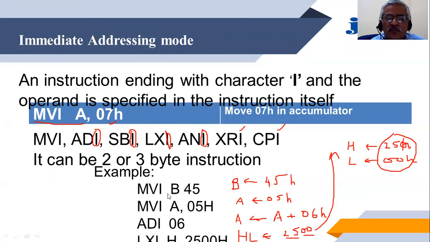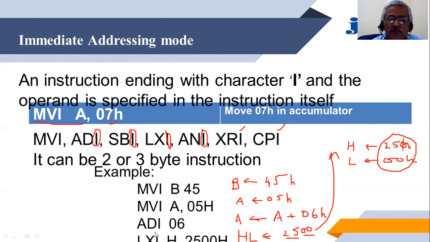As we can see in the following examples, MVI B, 45 means load or transfer the number 45, which is an immediate number in the instruction, into the register B. Another example is MVI A, 05H: load or transfer the immediate number 05 into the accumulator. ADI 06: add immediate number 06 with the accumulator. The net effect is that the accumulator will be loaded with a new value, the immediate number 06 added with the content of the accumulator.